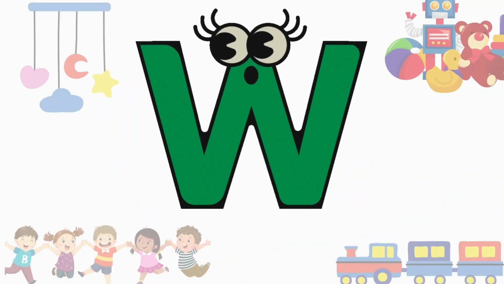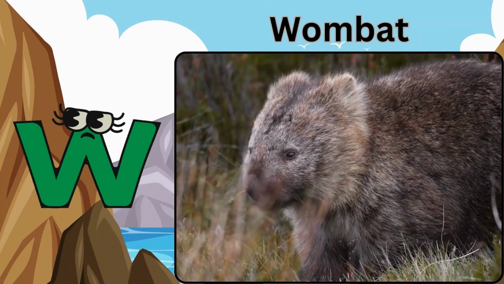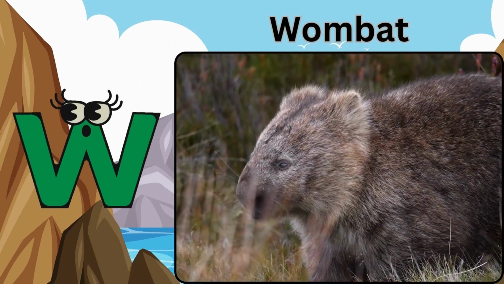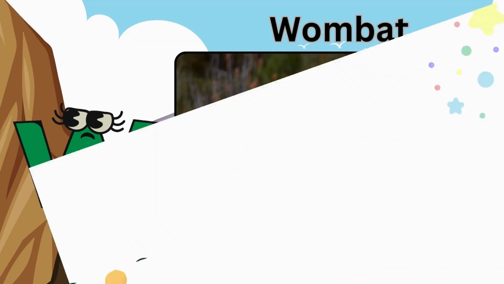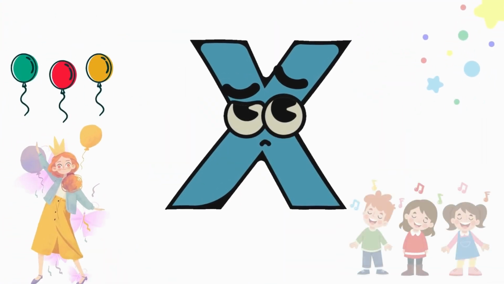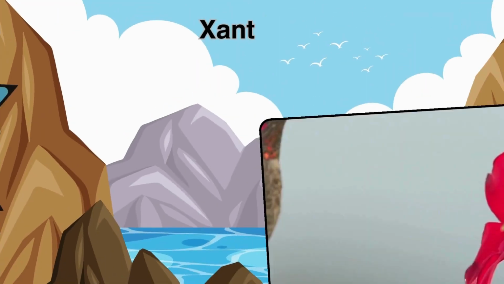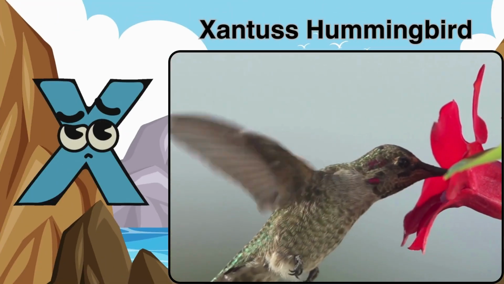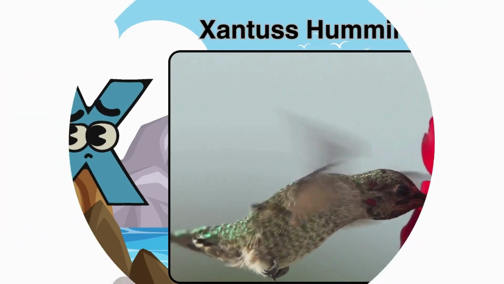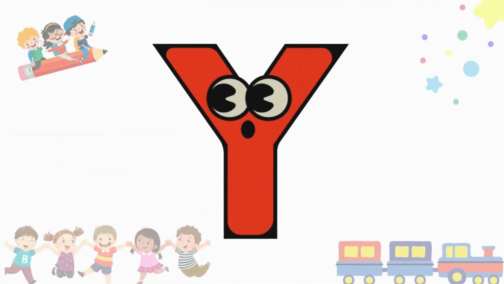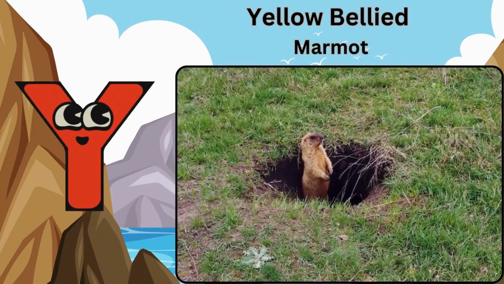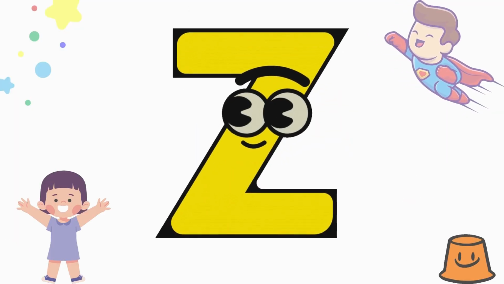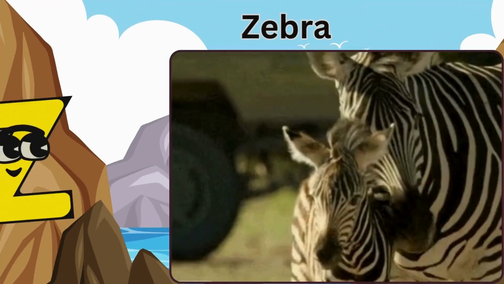W. Wombat. X. Xanthus hummingbird. Y. Y for yellow-bellied marmot. Z. Z for zebra duiker.